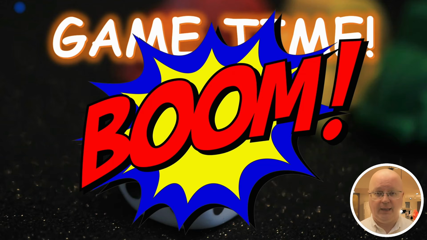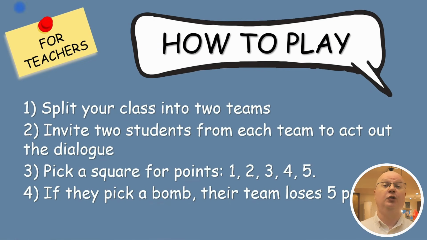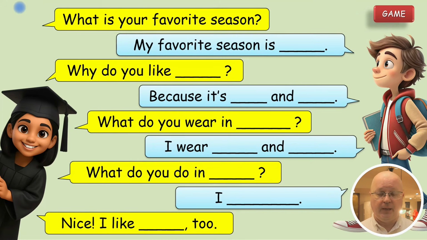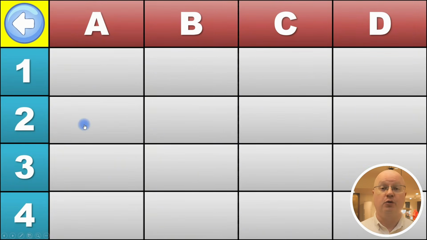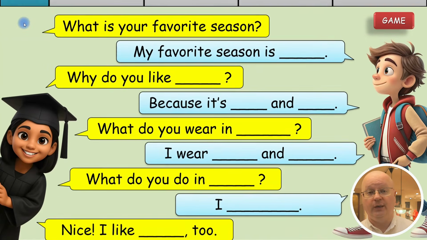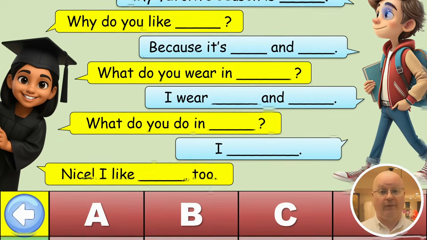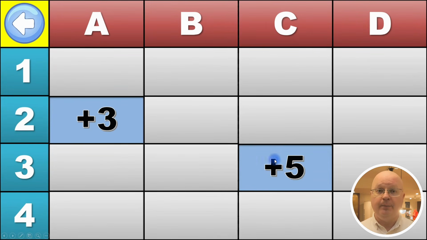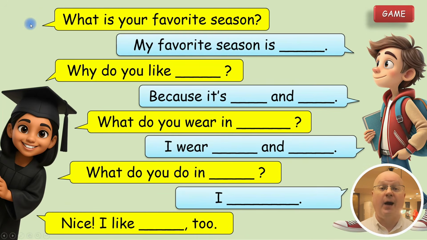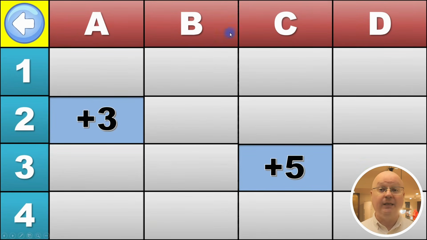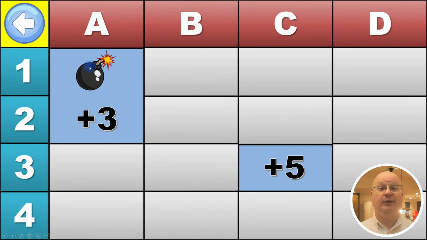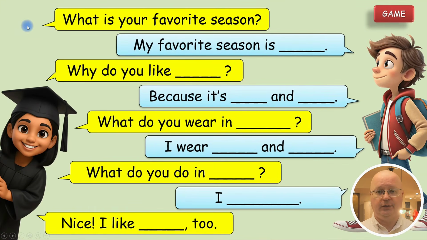Here is how you play. Split your class into 2 teams. Invite 2 students from each team to act out the dialogue. Click the game button. It will take you to the slide with a grid. Ask your students to pick a square for points, 1, 2, 3, or 5. If they pick a bump, their team loses 5 points. Then click the home button and repeat with the next pair of students.